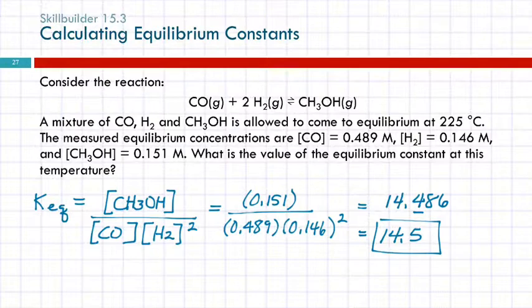Another way you can enter that into your calculator is 0.151 divided by, open parentheses, 0.489 times 0.146. And then you could either press the x squared button, or you could just multiply by 0.146 again, close the parentheses and press equal, and you'll get the same answer. If you're having calculator issues, please come and talk to me separately, and I'll have a word with your calculator. It's the calculator's fault. It's not your fault.